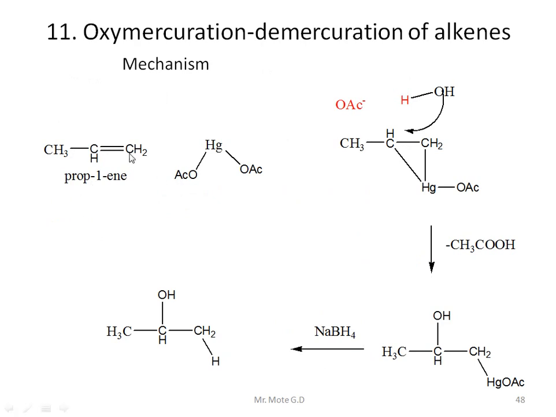We have taken the mechanism. Propylene treated with mercuric acetate, HgOAc will be attached to this, and then the acetate minus migrates towards it, this will produce the product, and H goes to there to form acetic acid. And then reduction means removal of this to form propanol.